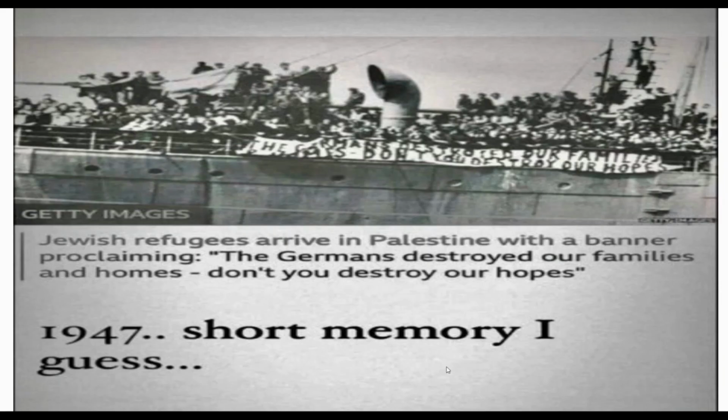Jewish refugees arrived in Palestine with a banner proclaiming, "The Germans destroyed our families and homes. Don't you destroy our hopes." So before coming to Palestine, they were begging the Palestinian people, "Please accept us because Hitler killed us and we need your help." This happened several times during the war, after the war, before the war. Palestinians accepted them.